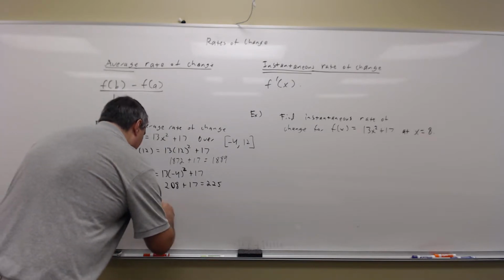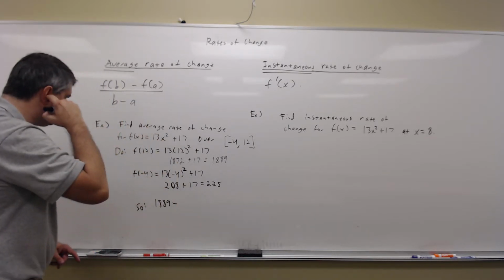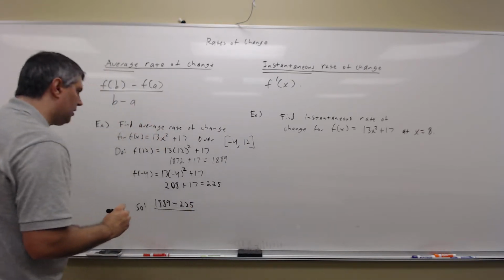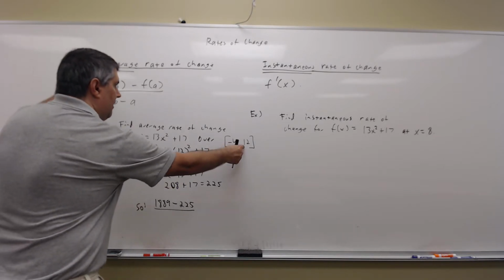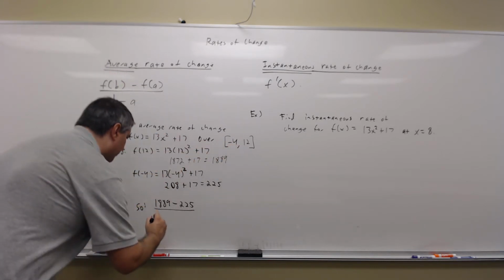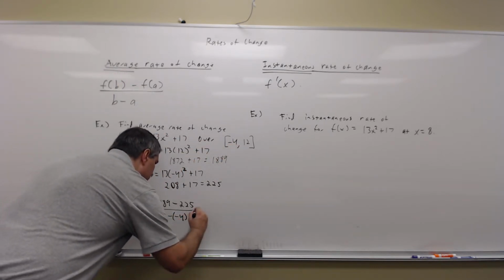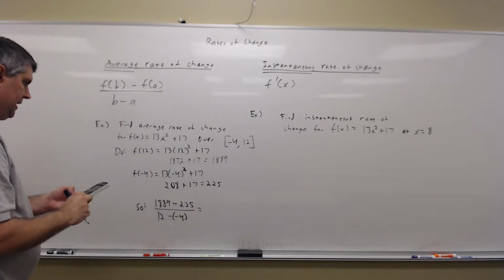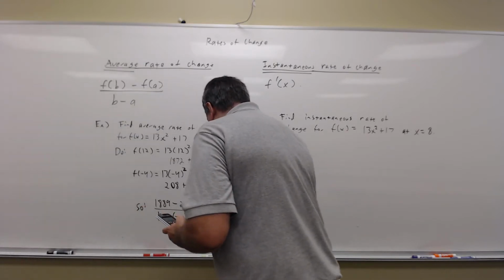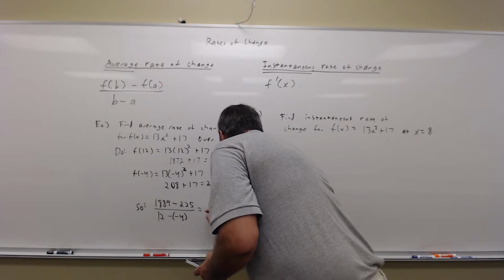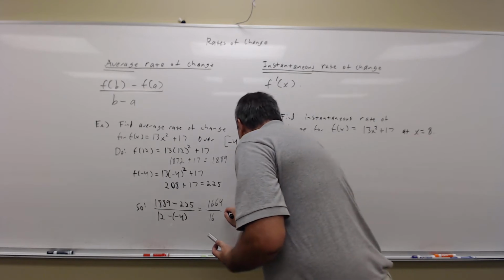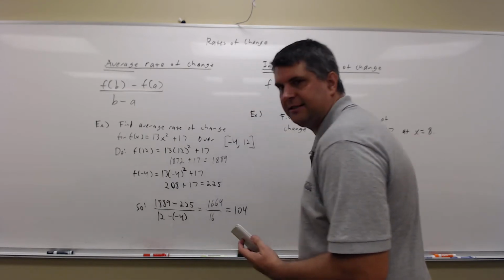So that's going to be 1889 minus 225 over, it's going to be f of the latter minus f of the first over 12 minus negative 4. All right. 1889 minus 225, 1664, over 16, 104. That's the average rate of change.